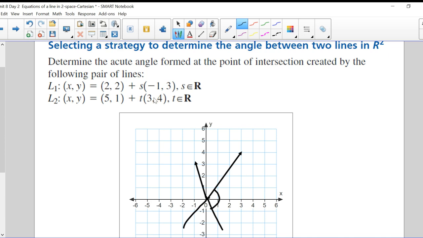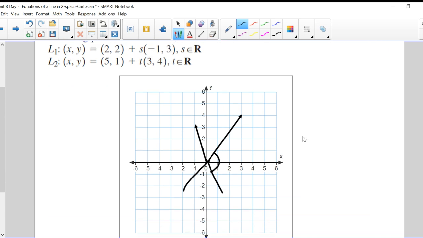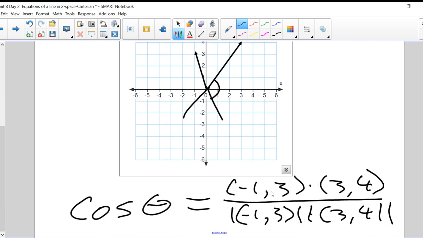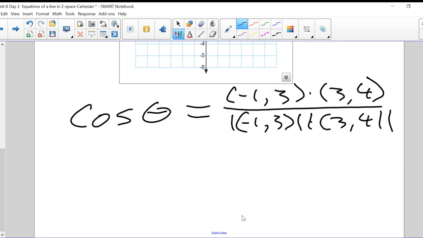So what we're doing is looking at the pair of lines. They have direction vectors (-1, 3) and (3, 4). We used that angle formula that we learned back in the second unit. We dotted the two vectors, the (-1, 3) and the (3, 4), and then put that over the magnitude of the two vectors. So we'll just finish this very quickly.